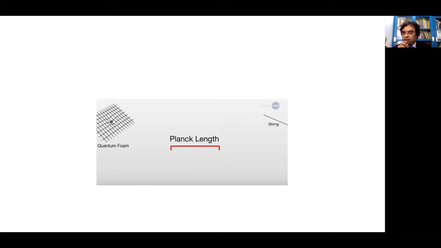If you look at the far left of your screen, you will see the quantum foam. And I have to tell you something called the Planck's length. Planck's length is an extremely small length, which is 1.6 into 10 raised to minus 35. Now, I mentioned to you that I'm going to stop time. And this is exactly where I'm at.